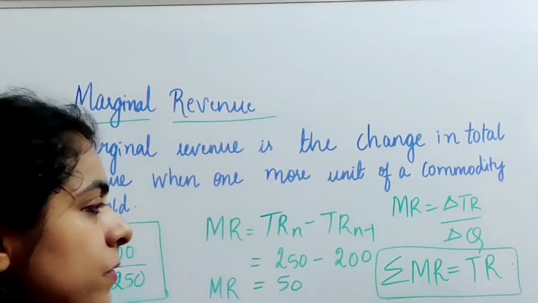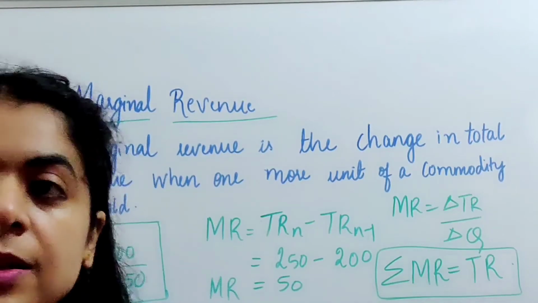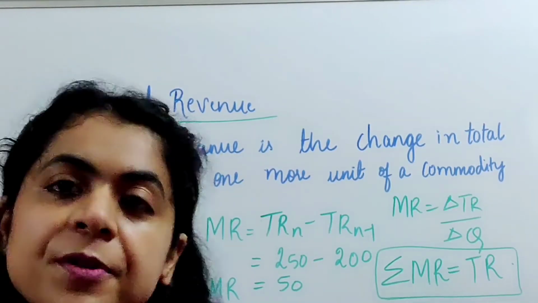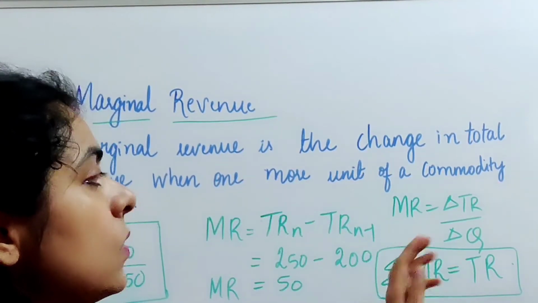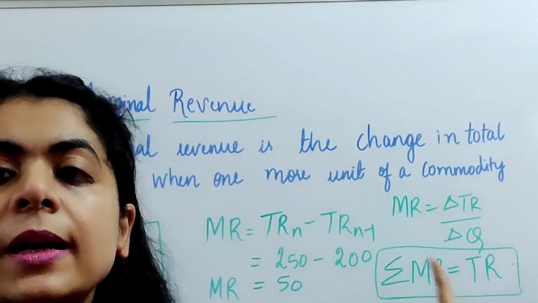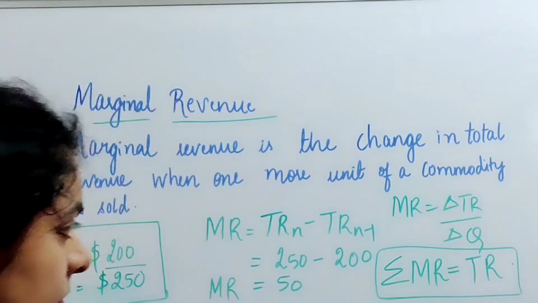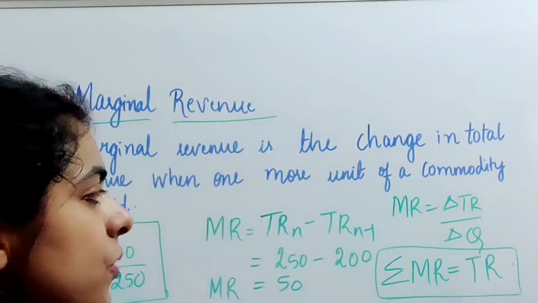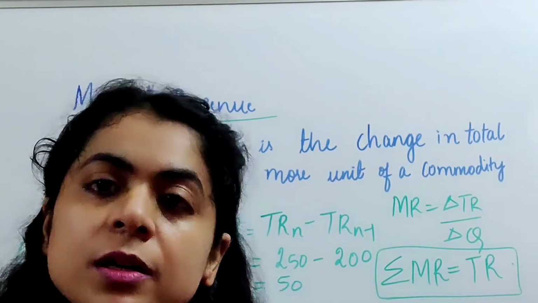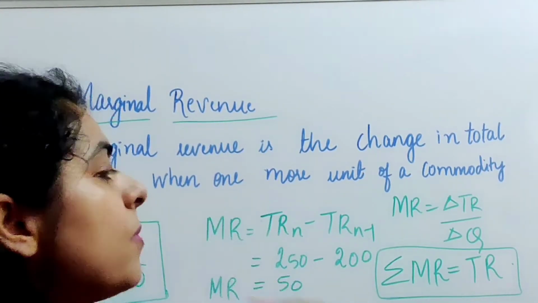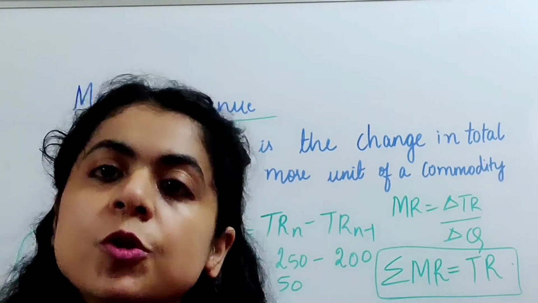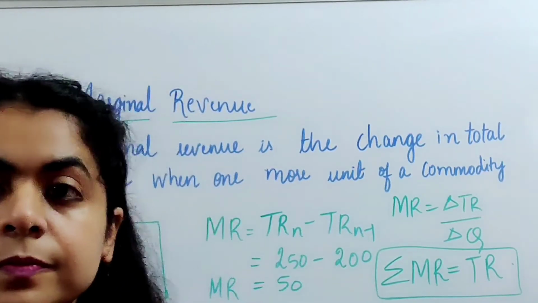But in case the output of the firm is not increasing by a single unit but by several units, in that case we can represent marginal revenue as the change in total revenue divided by change in quantity. Since marginal revenue represents the additional revenue earned by the firm, we can simply say that the sum of marginal revenue is equal to total revenue.